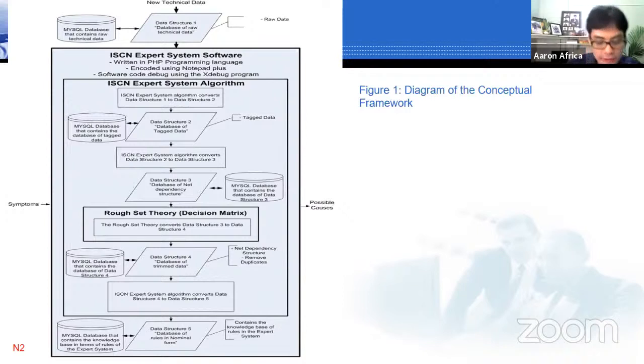diagram of the conceptual framework. Okay. Bear with me. This is a little bit long. Okay. First, let's, if you can see the pointer, okay. First, let me start with data structure 1. Okay. Data structure 1, okay, contains the database of the raw technical data. Okay. The database of data structure 1 is stored in a MySQL database program as shown here.